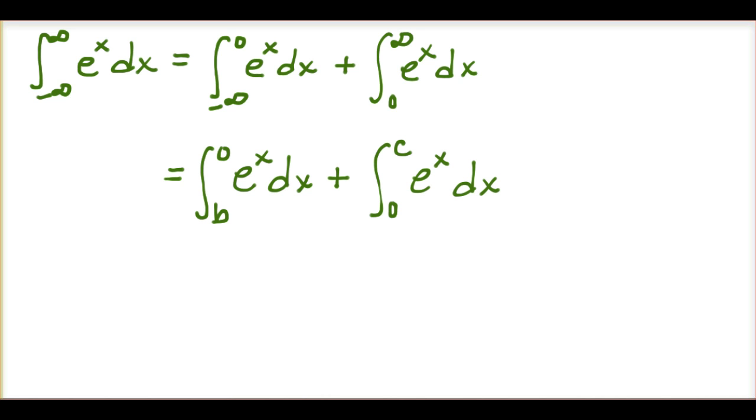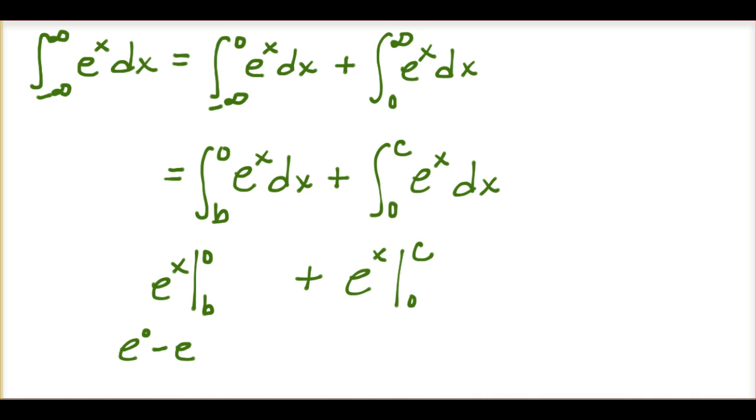All right, so if I integrate e to the x dx, I just get e to the x. And I have to evaluate that from b to 0. And over here, the same thing. I'll get e to the x, and I'll go from 0 to c. So this one here is going to be e to the 0 minus e to the b power.